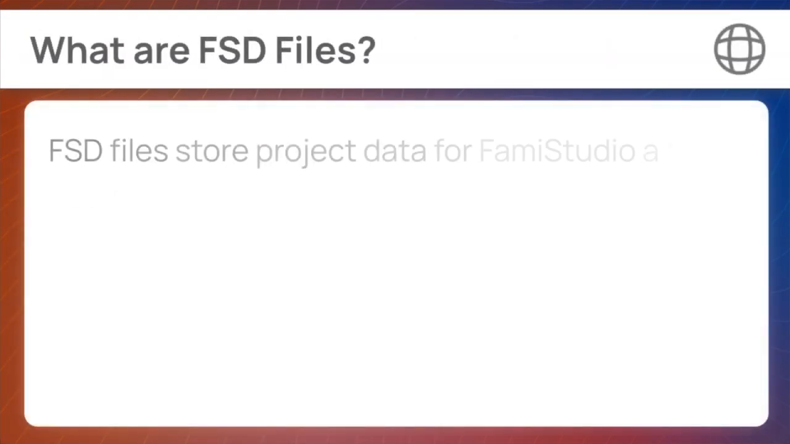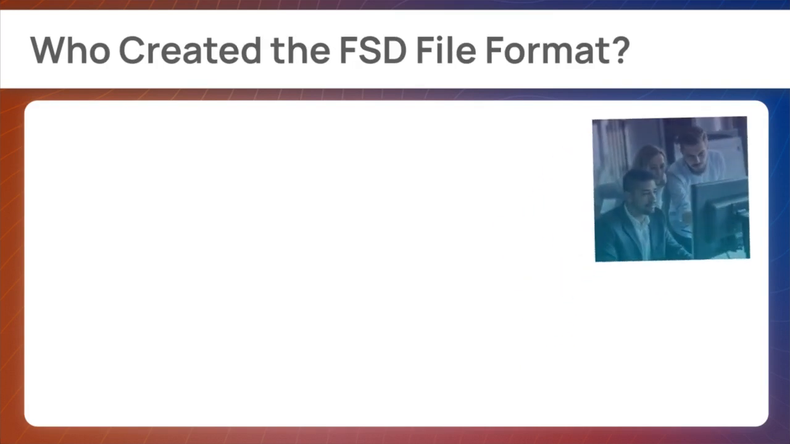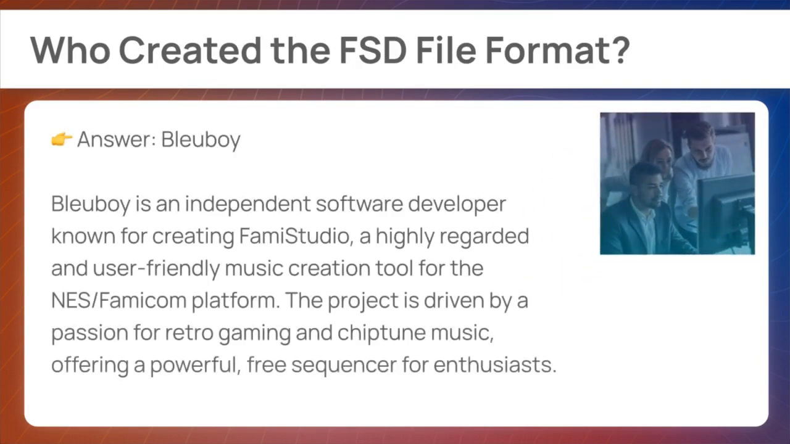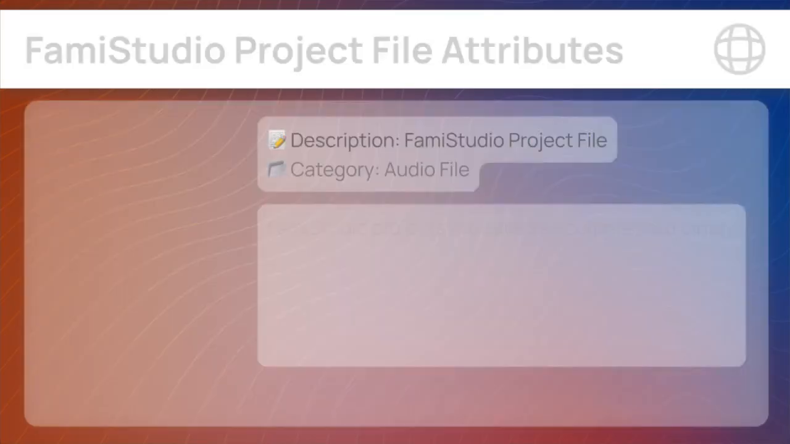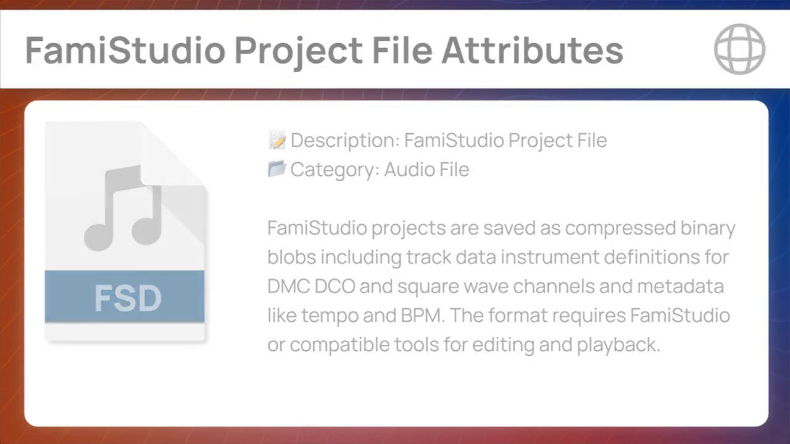FSD files store project data for FamiStudio, a free NES music editor. They contain instrument patches, patterns, and song structures in a proprietary binary format, essential for composing music on emulated or real NES hardware. FamiStudio projects are saved as compressed binary blobs, including track data, instrument definitions for DMC, DCO, and square wave channels, and metadata like tempo and BPM. The format requires FamiStudio or compatible tools for editing and playback.